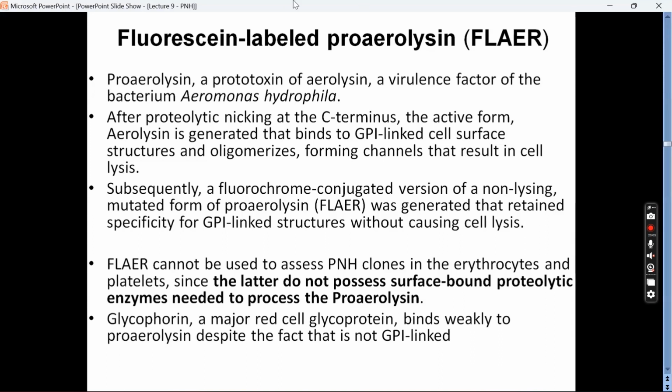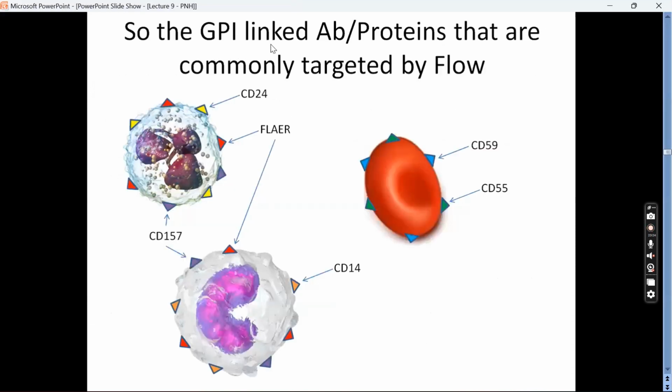But of course, for diagnostic, we'll be testing for PNH clone only in neutrophils and monocytes, and of course RBCs. So three populations for which we check for PNH clone is, note down, neutrophils, monocytes and RBCs. Okay, good. Now, so these are some of the GPI-linked antibodies or proteins that are commonly targeted in clinical flow cytometry. For neutrophils, we'll be targeting CD24, which will be used only in the neutrophils. Then you have CD157 and FLAIR.